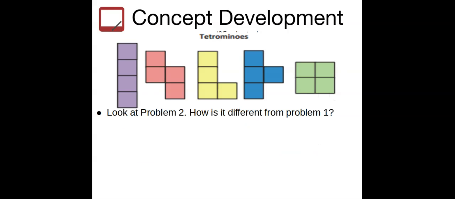So problem 2, instead of creating rectangles, it wants you to create 2 squares, but they need to have an area of 36 square units.